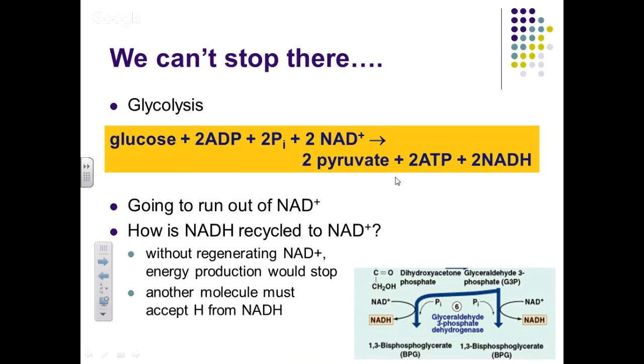Okay, so remember, this is the equation for glycolysis itself. And this is the way that cells make ATP without oxygen. So if an organism is, let's say, a facultative anaerobe, and they can do both, well, what happens if there is no oxygen? Well, they'll just do glycolysis. But how do they keep going?